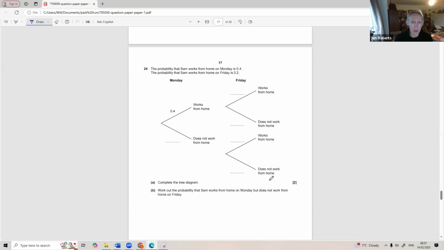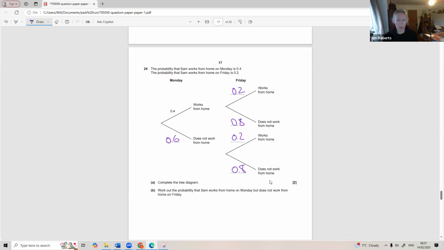Okay, so the probability that Sam works from home on a Monday is 0.4. Remember, each pair of branches of your tree diagram adds up to 1, so it's got to be 0.6. The probability that Sam works from home on a Friday is 0.2, so 0.8 to make 1. Okay, so that's your completed tree diagram.